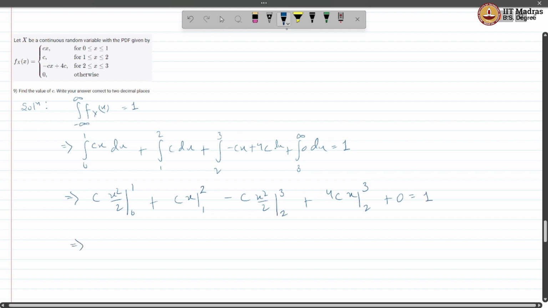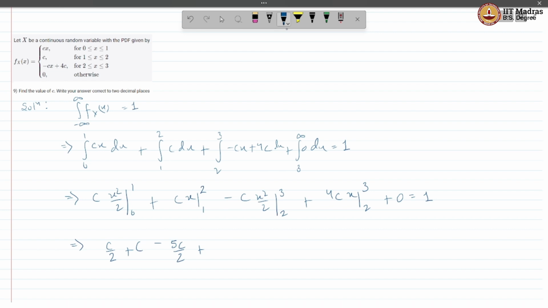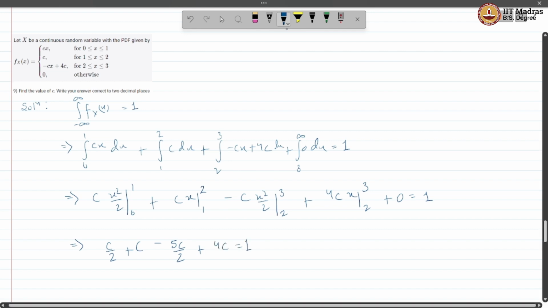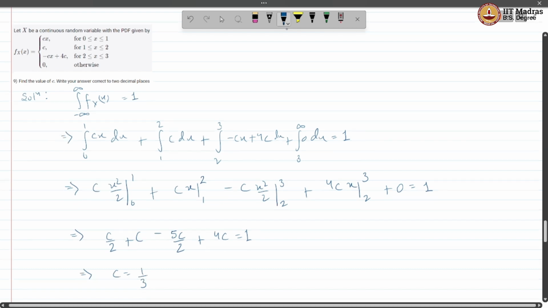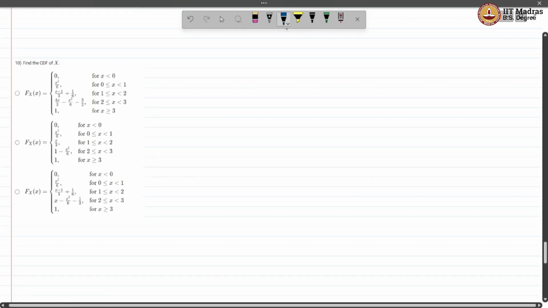So on further simplification, this will be c by 2 plus c minus 5c by 2 plus 4c equal to 1. So on further simplification, we'll get c is equal to 1 by 3. So this is the required value of c. Now coming to question number 10.